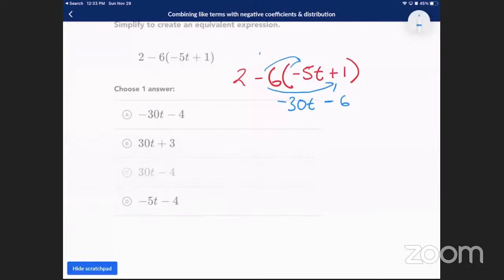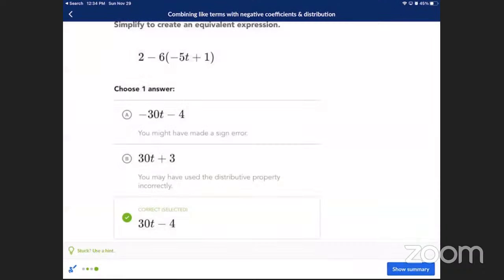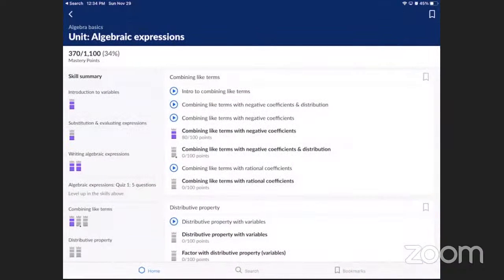And then I think we just leave the 2 alone, right? Yeah, we just leave the 2 alone. And then what we do is we get 2 minus 30t plus minus 6 like that. And then we'll take the positive 2 here, subtracted by the 6, we get negative 4. We get negative 30t like this. And that should be this. Yeah. Okay, so that's that.